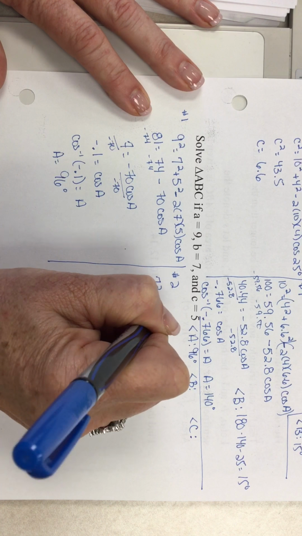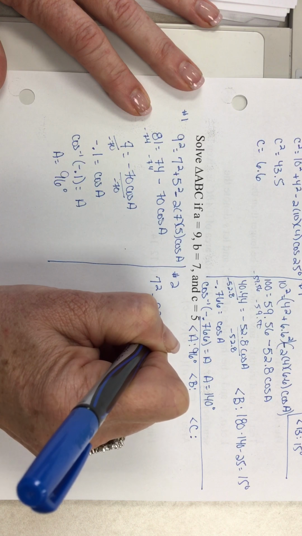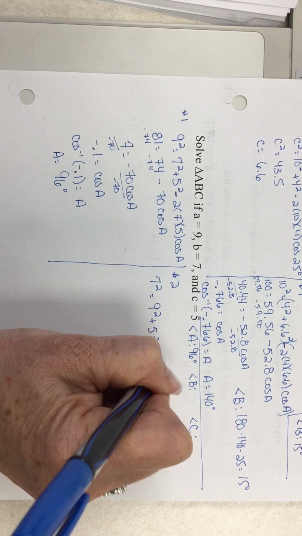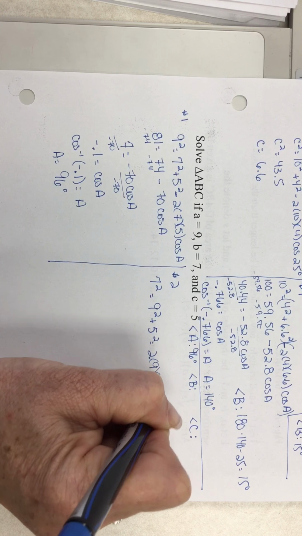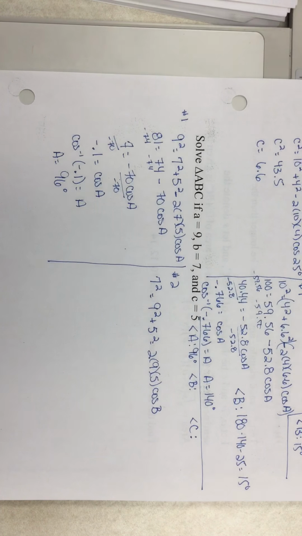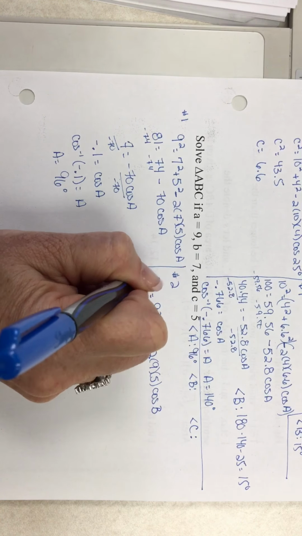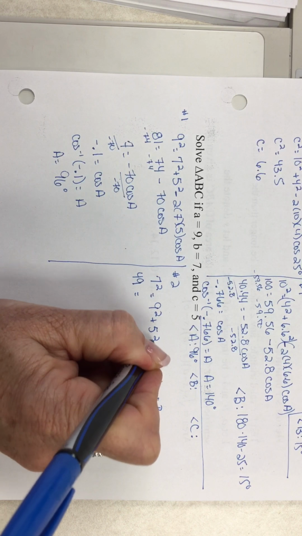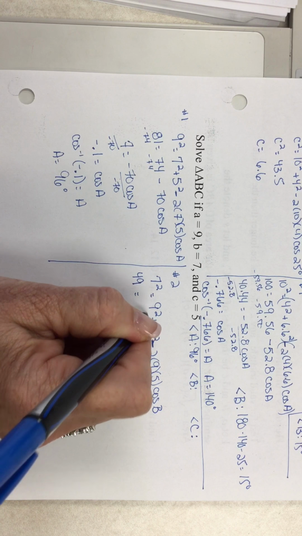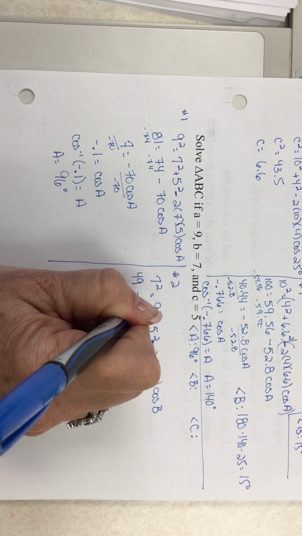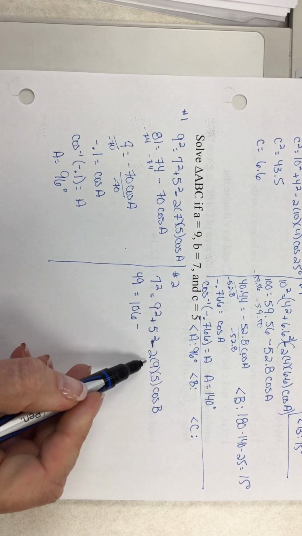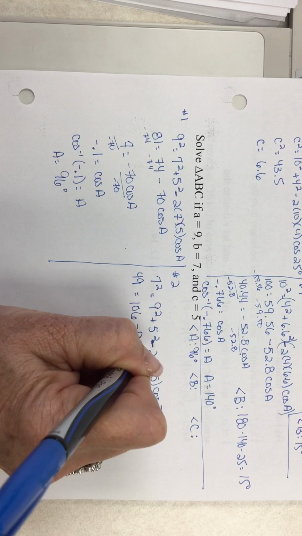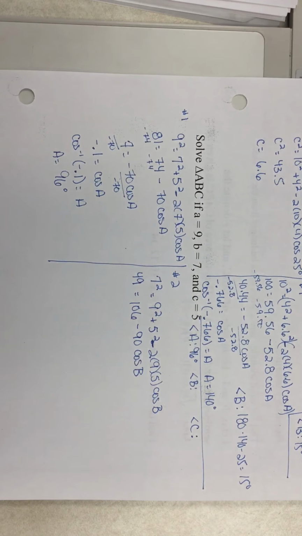7 squared equals 9 squared plus 5 squared minus 2 times 9 times 5 times the cosine of B. Everything to the left of the negative, I can add together. So 81 plus 25 for my example. And then I multiply 2 times 9, 18, times 5. It's 90 times the cosine of B.